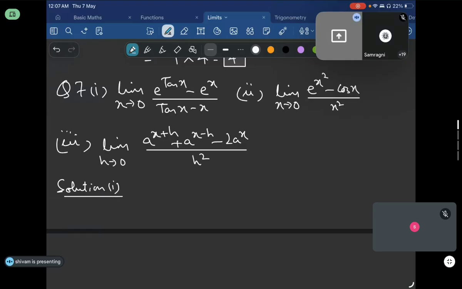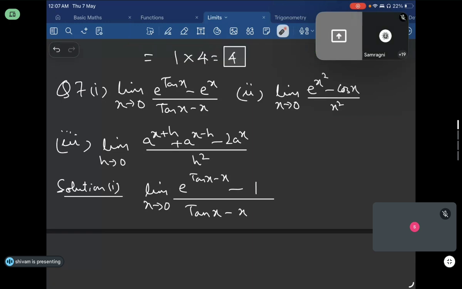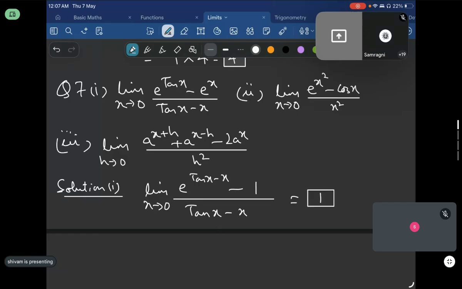Okay, let's start, everyone. Part 1. Take e to the power x common. Let's see what we are getting. Limit x tends to 0, e to the power 10x minus x minus 1 upon 10x minus x. See, this is the standard form, because the argument is tending to 0 when you substitute x equal to 0. So this will be equal to 1. Done. Identify the standard form. It is very important.